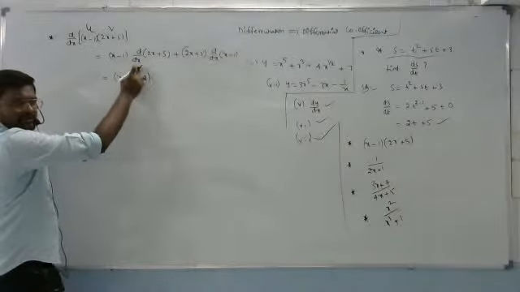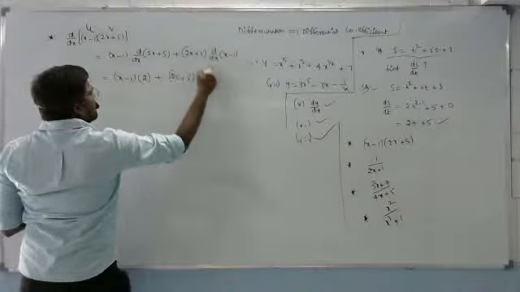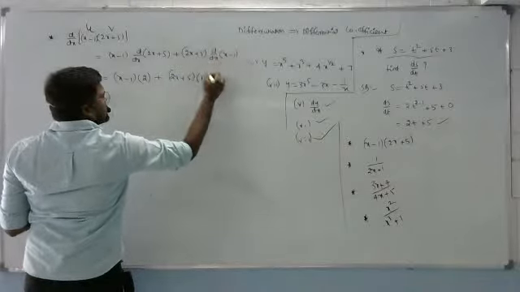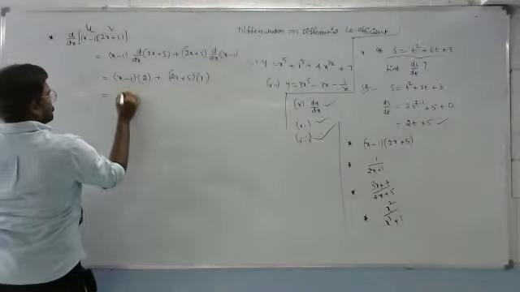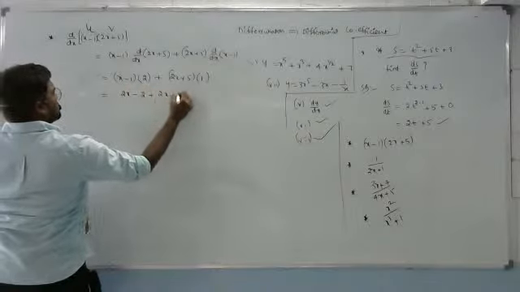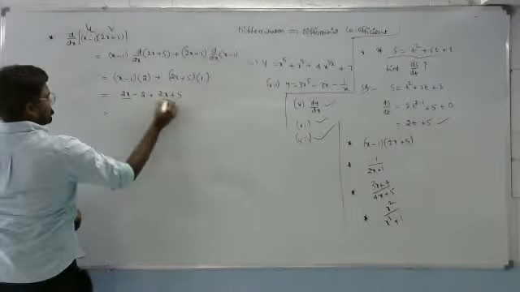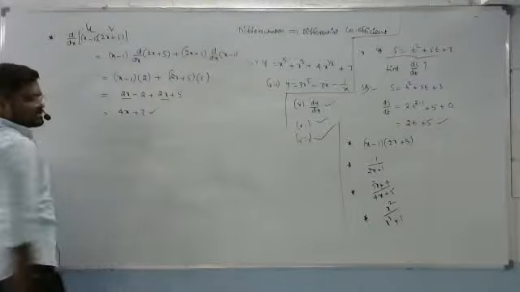I hope this is clear to everyone. Plus 2x plus 5 into, what is the differentiation of x? 1, minus differentiation of 1, 0. Now multiply with 2. 2x minus 2 plus 2x plus 5. 2x plus 2x, 4x, minus 2 plus 5, plus 3.